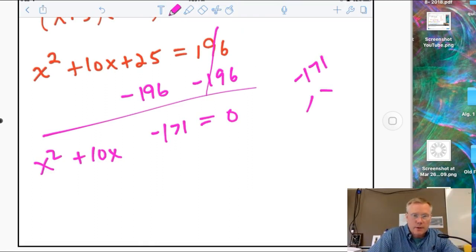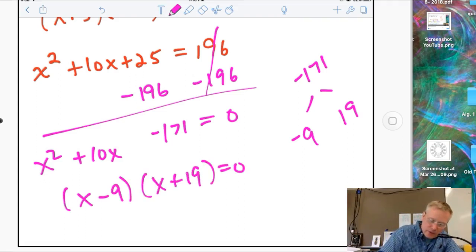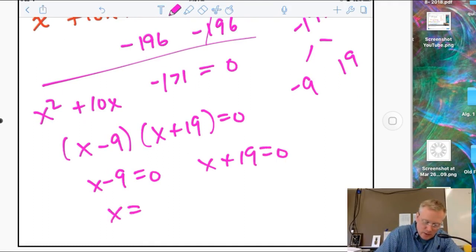But with a little bit of punching numbers into a calculator, I figured out that 9 and 19 multiply to 171, and if I subtract them, I can get 10 if I make the 9 negative, which means I can go x minus 9 and x plus 19 equals 0, and this is going to be nice easy to solve from here. I go x minus 9 equals 0, x plus 19 equals 0, and I get my two answers of 9 and negative 19. Okay.